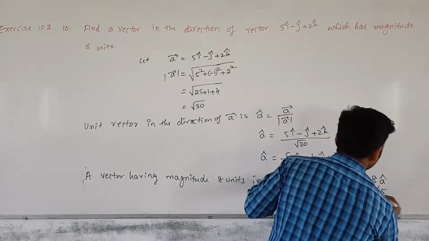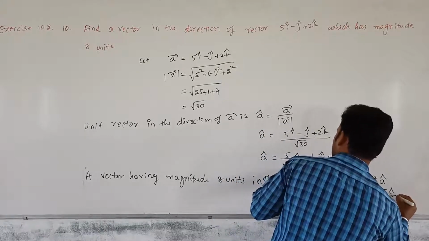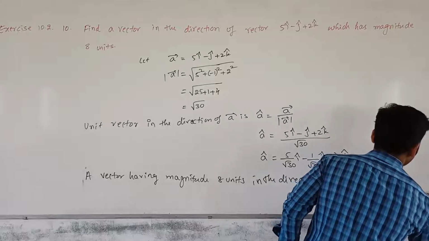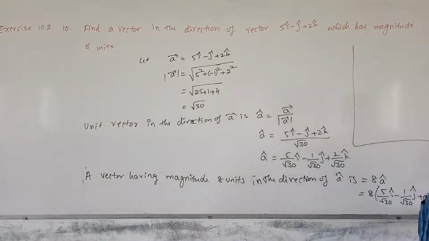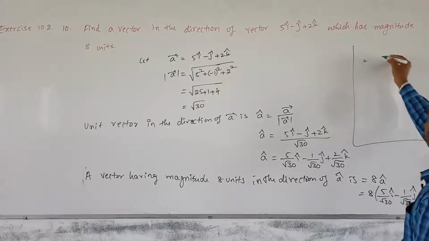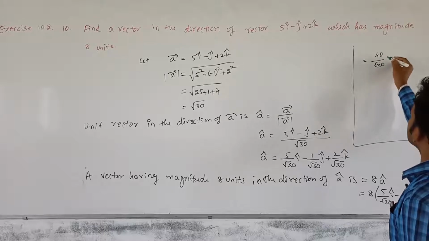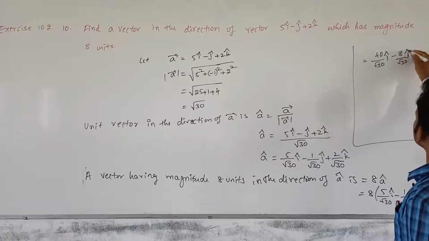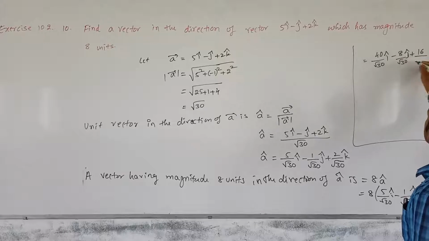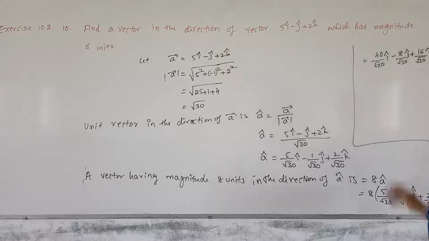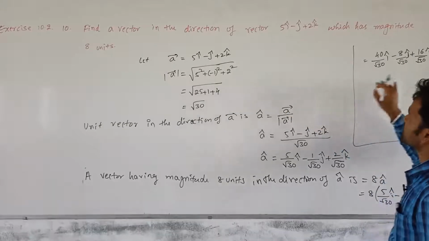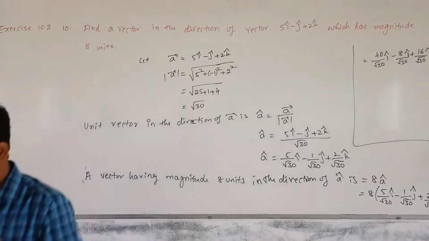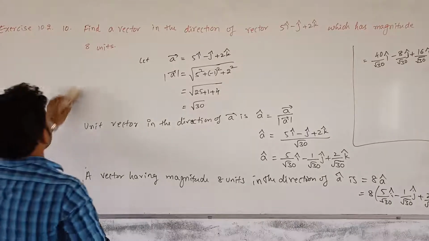A cap is 5 by square root of 30 into i cap minus 1 by square root of 30 into j cap plus 2 by square root of 30 into k cap. This 8 will get multiplied to all the terms. 8 into 5 is 40. So, 40 by root 30 into i cap minus 8 by root 30 into j cap plus 16 by root 30 into k cap. What is this? This is a vector having 8 units of magnitude and it is in the direction of 5i minus j plus 2k. Question number 10 it is.